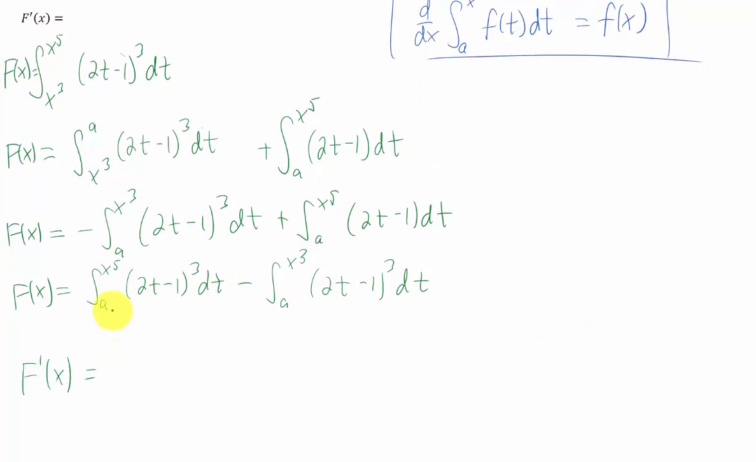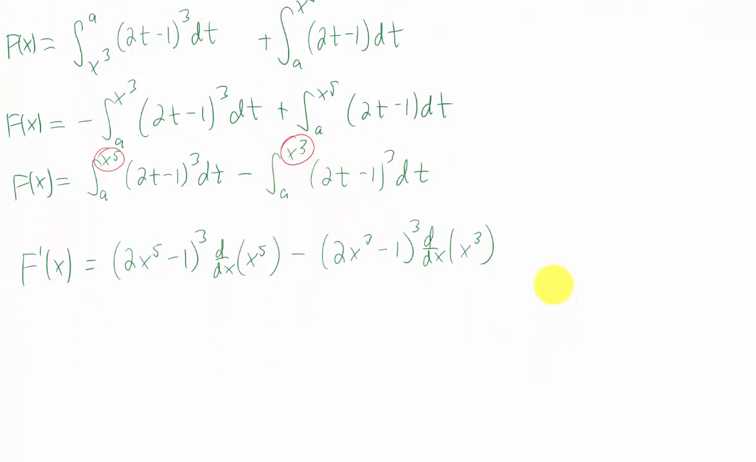Fortunately, we can now use the fundamental theorem of calculus, part 1, to take a derivative of each of these integrals. Notice that we have a couple of composite functions here, so the chain rule applies. For the derivative of this first integral, we take x to the 5th and we plug it in for t here, and then we have to multiply by the derivative of x to the 5th. For the derivative of this second integral, we do the same thing except with x cubed. And let's see what we get.